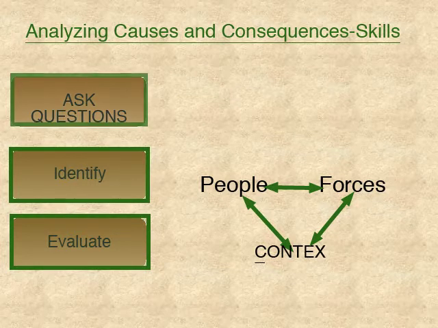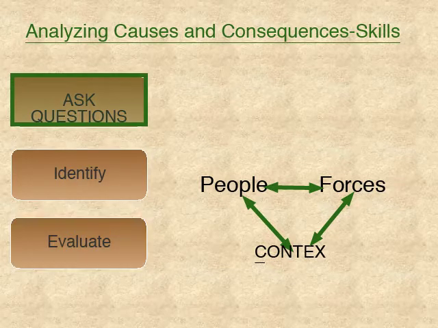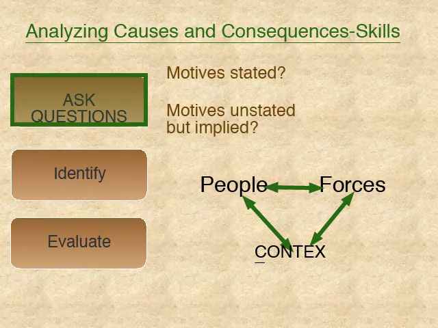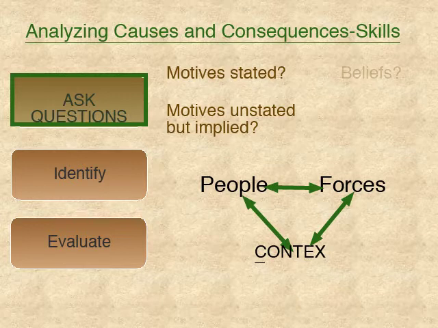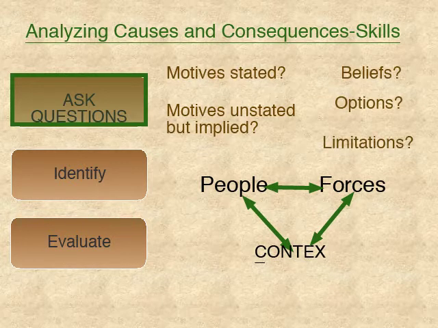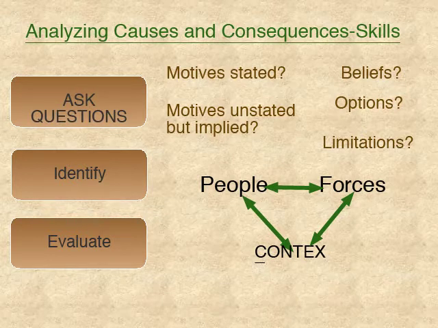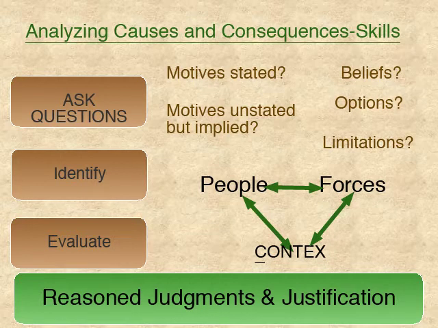Which brings us back then to questions we could ask about this interaction. What are the motives of the people? The stated motives, the unstated but implied motives. What are their beliefs? What are their options and the limitations that have been imposed by the context in which they operate? All of this requires making reasoned judgments and justifying those judgments.